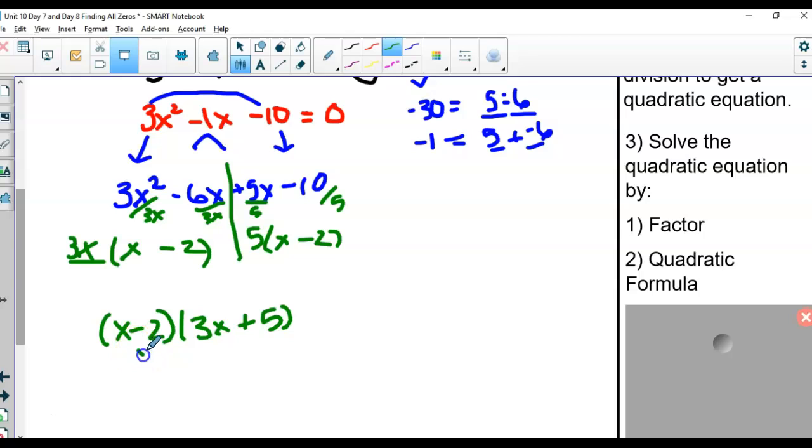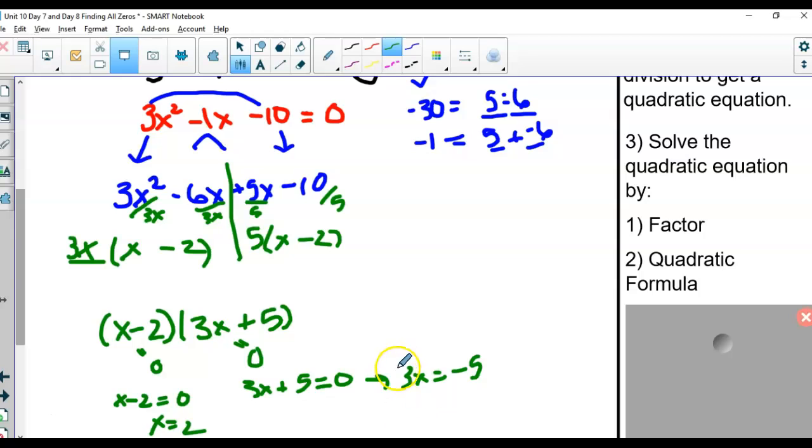And now I'm going to set both of these factors equal to 0. So I'm going to add 2 to the other side. If I have x minus 2 equals 0, I'm going to add 2 to both sides to give me x is equal to 2. Okay, and if I have 3x plus 5 equals 0, I'm going to subtract the 5 from both sides. So that gives me 3x equals negative 5. And then I'm going to divide the 3 from both sides. So that gives me x is equal to negative 5 over 3.